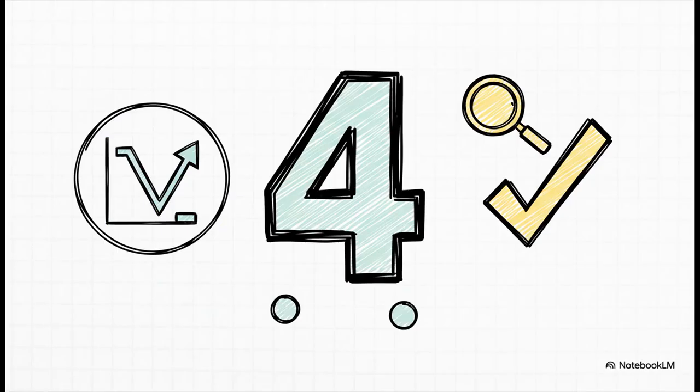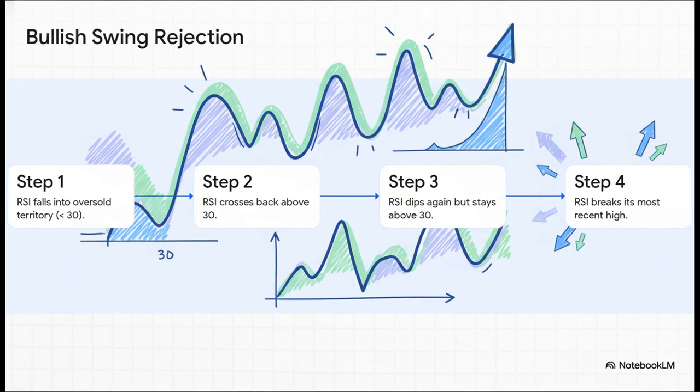All right, here's one more advanced technique for you. It's called a bullish swing rejection. It sounds complicated, but it's really just a specific four-step pattern that traders watch for as a potential sign that a downtrend is ending. Let's walk through it. Okay, here's the checklist. Step 1, the RSI drops below 30 into oversold territory. Simple enough. Step 2, it climbs back up above 30. Step 3, it pulls back a little bit, but, and this is the key part, it does not go back below 30. It holds that level. The fourth and final step is when the RSI breaks above its most recent little peak. That whole four-part sequence is the complete signal.